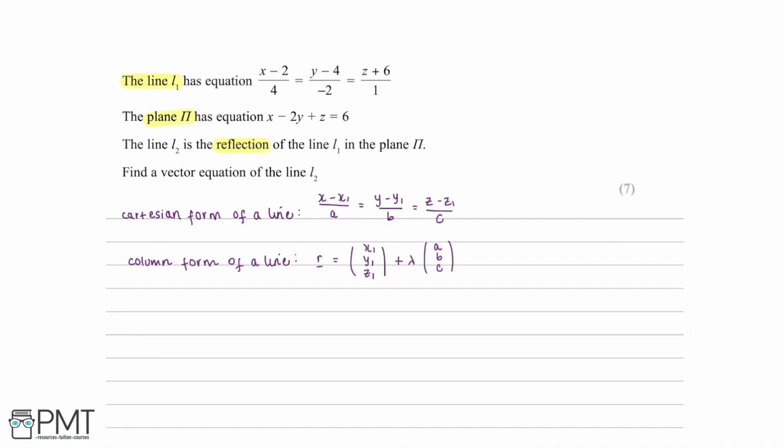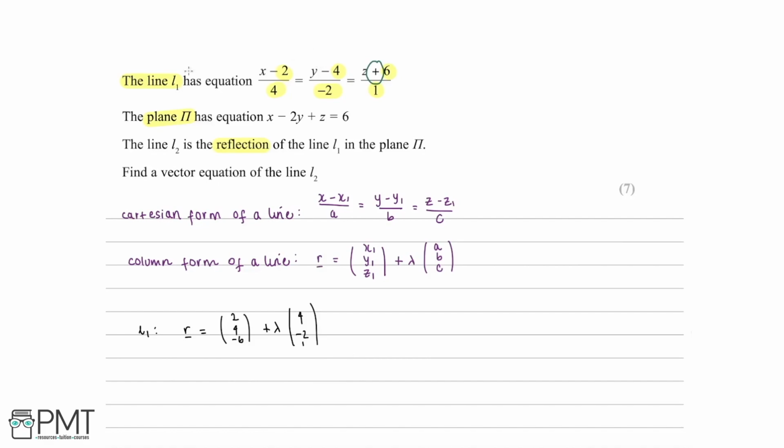So the line L1 can be rewritten as r is equal to, well, x1 will be 2, y1 will be 4, and z1 will be minus 6, because over here in our question we have a positive 6, so we need to remember to take the negative of this. So we have r is equal to 2, 4, minus 6 plus lambda times, well, a will be 4, b will be minus 2, and c will just be 1. And thus we have our column form for the line L1.